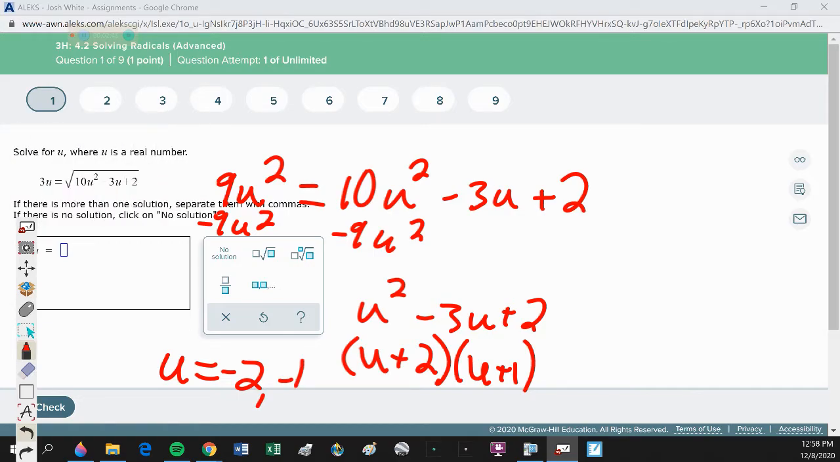And then I look back at the original. Do those work? No. Oh, I did it backwards. Okay. Do 2 and 1 work? Yes. They're both fine.